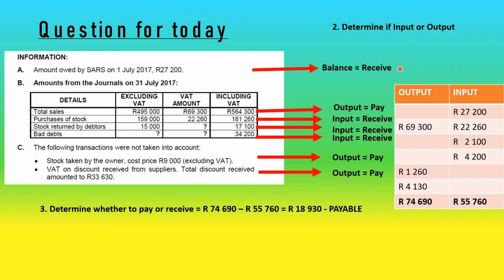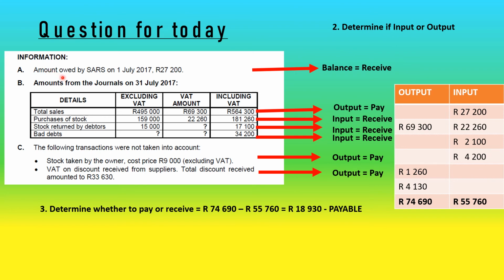And you should always write down that output is when I pay. Output is when I'll be paying SARS, and it will only happen when I sell stuff. So when I sell something, I'm going to have to pay output VAT, and input VAT is VAT I claim from SARS, and it only happens when I purchase. So now you've got your balance.